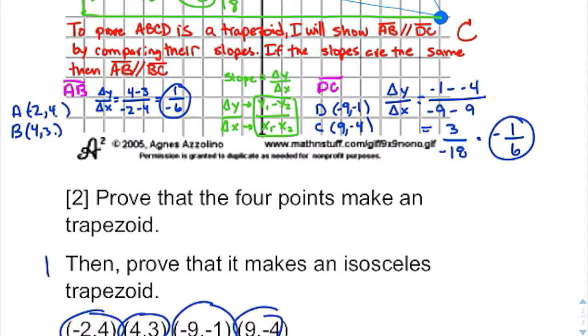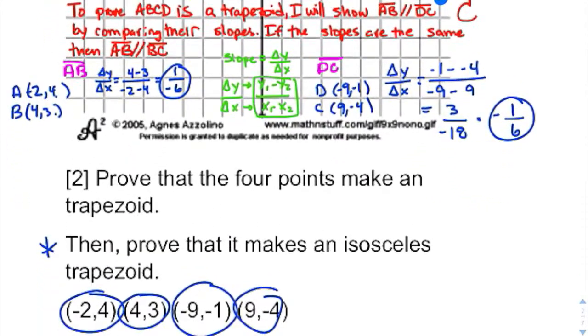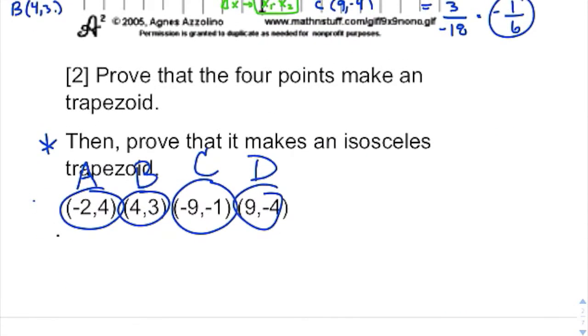We're asked to prove a secondary thing, then prove that it makes an isosceles trapezoid. Give me a second. Let me label these really fast. So A is 2, 4. B is 4, 3. Looks like C, and then D. So we're going in order. To do this, we're going to have to kind of start over. We're going to have to write another statement of intent. So we have to write what we need to do.